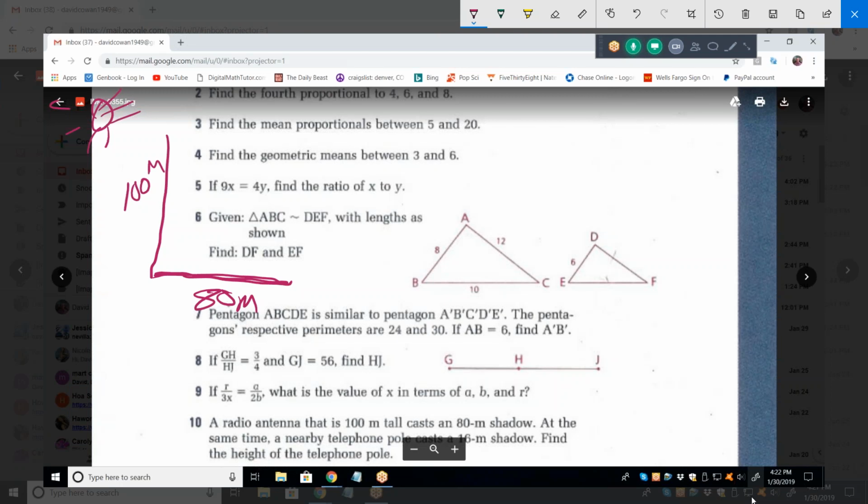At the same time, a nearby telephone pole casts, well, here's the nearby telephone pole. It casts a 16-meter shadow. Find the height of the telephone pole.